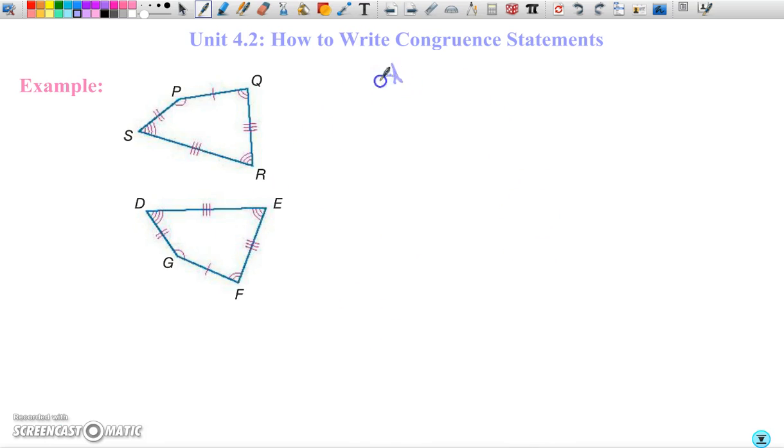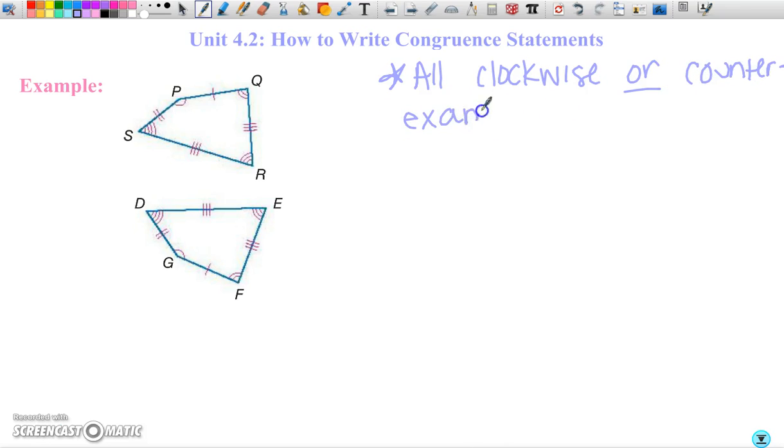So first of all, clockwise or counterclockwise. Okay, so you get to decide which way you want to write it. That is not the word that I wanted to write at all. Oh my gosh, that was weird.